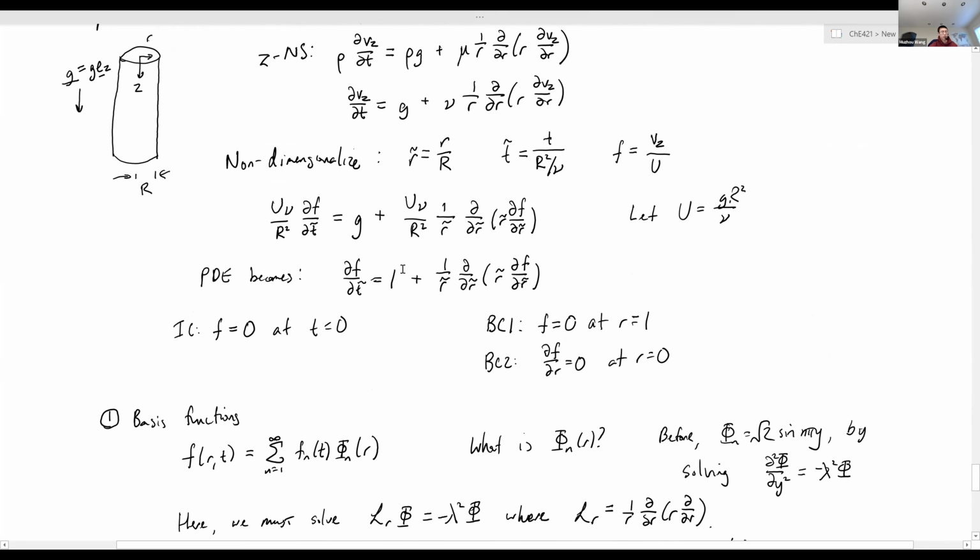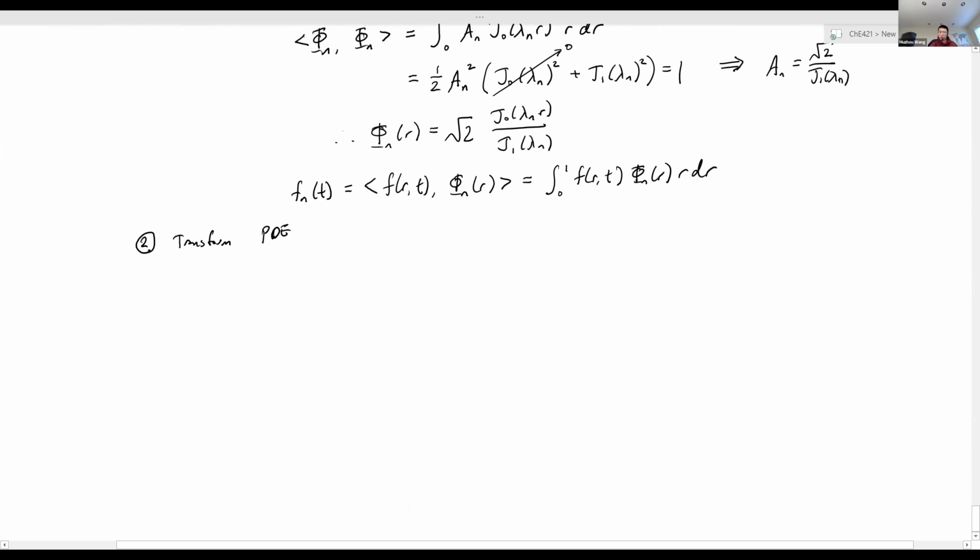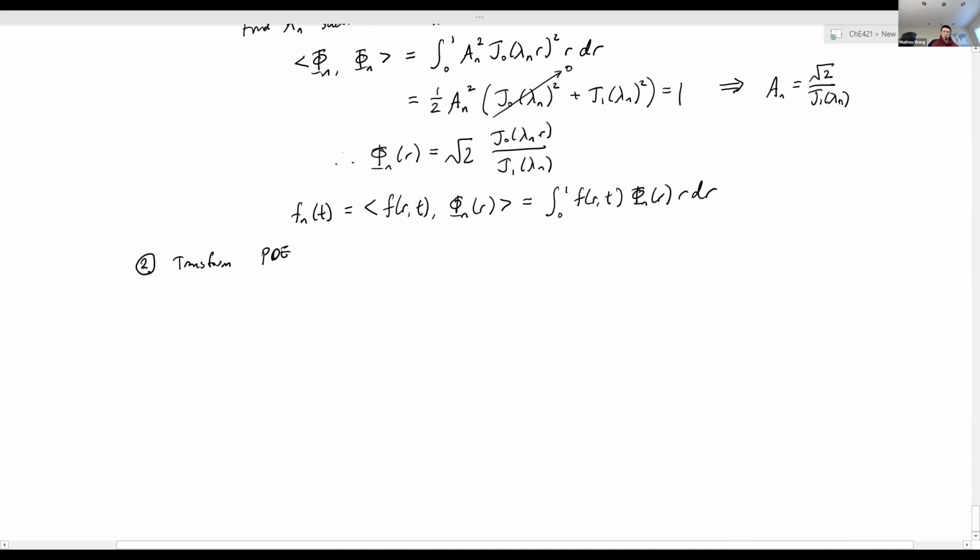n. Just to remind you, the inner product in this case has an r term in there as well, as we wrote a little bit later. So basically what we're going to do is multiply both sides of the equation by phi n times r, and then take an integral from 0 to 1. Okay, so the left-hand side looks like this.